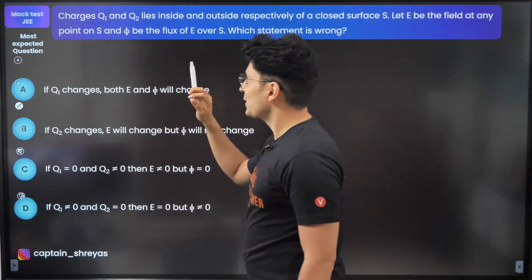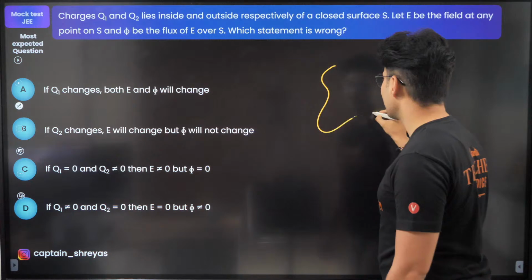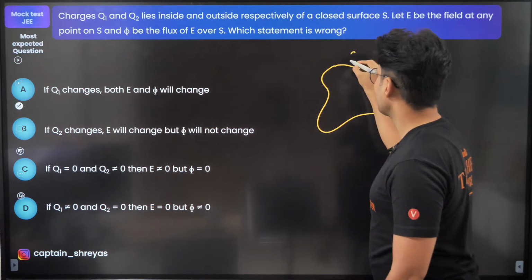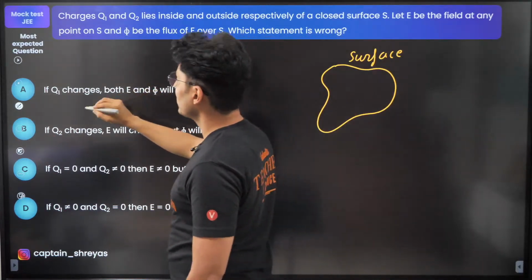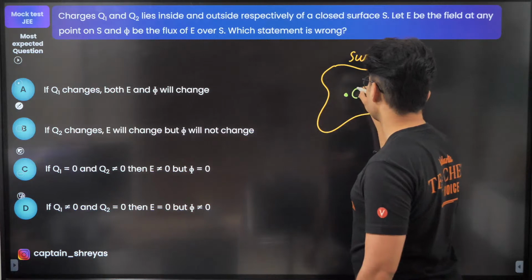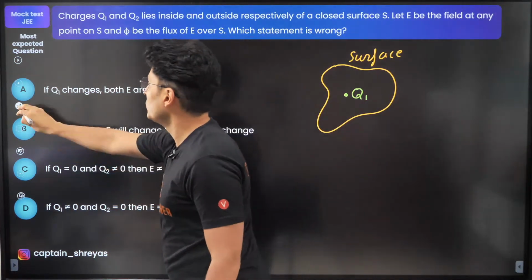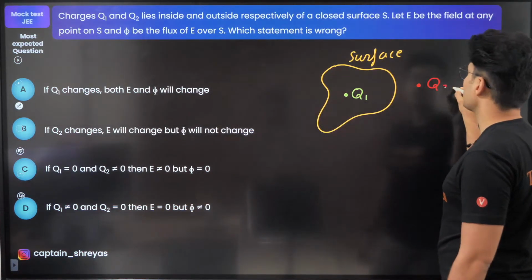Okay. So let's try this out. Q1 and Q2 are inside and outside of a surface. So this is our surface. And Q1 and Q2 are the charges inside and outside. So Q1 is the charge here and Q2 is the charge outside.